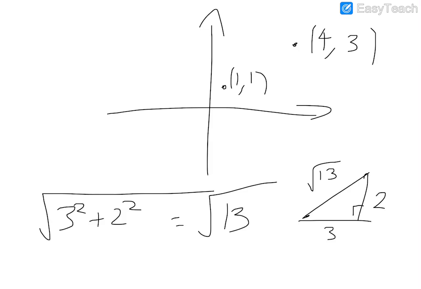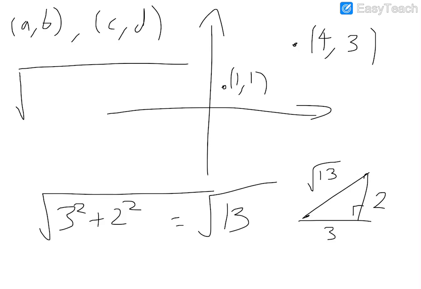And you can just write this as a general rule. If you have 2 points (A, B) and (C, D), the distance is equal to the square root of (D minus B) squared plus (C minus A) squared. And this is called the distance formula.